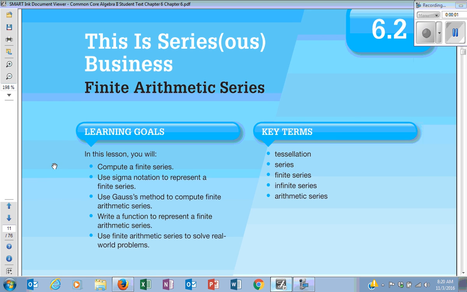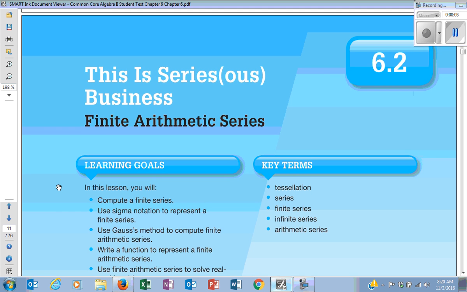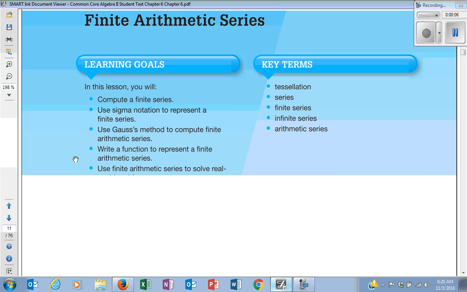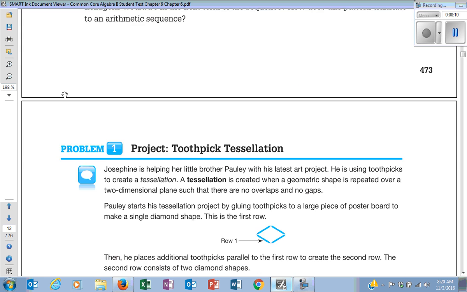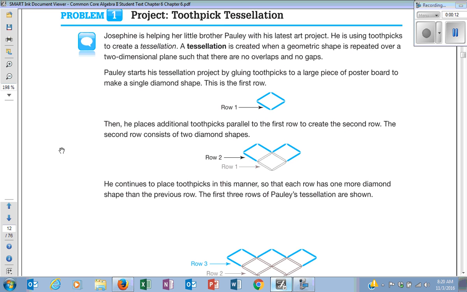6.2, we're going to be talking about this idea of a series. Yesterday we talked about things called sequences. The sequences were patterns with numbers, but in order to be an arithmetic sequence, you had to be adding the same number every time. So plus 2, plus 2, plus 2, and that number couldn't change. And we had geometric, where we were multiplying the same, times 3, times 3, times 3.